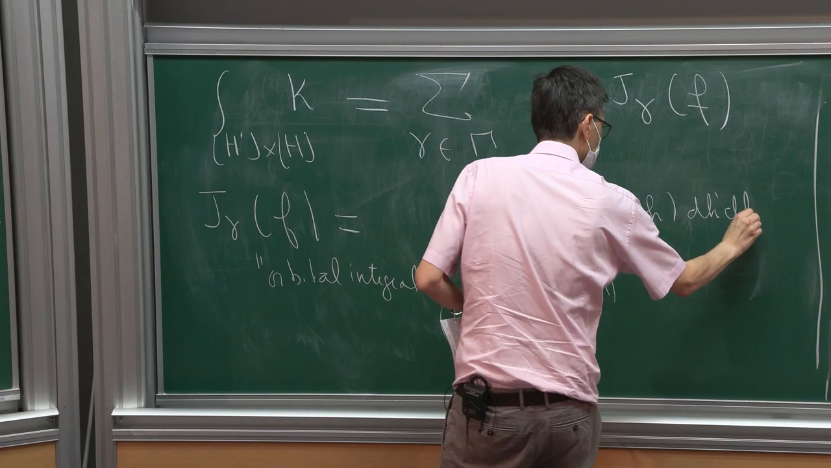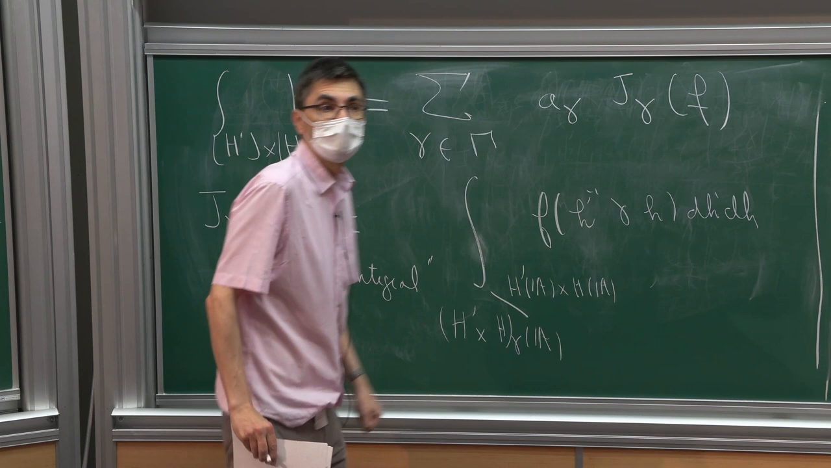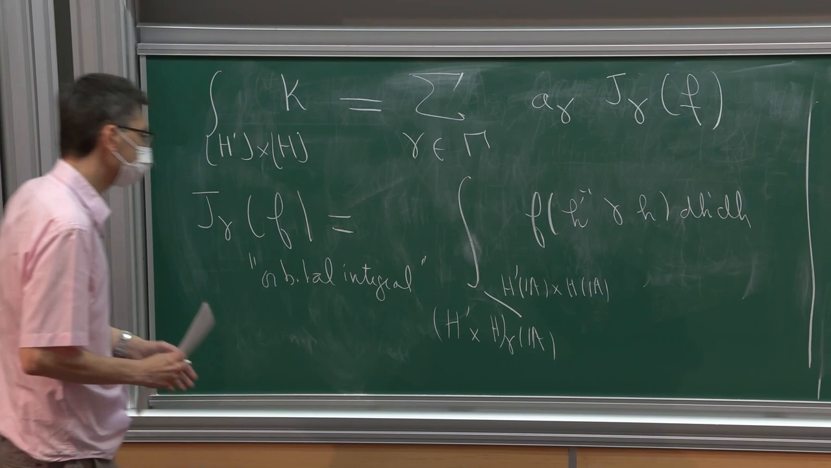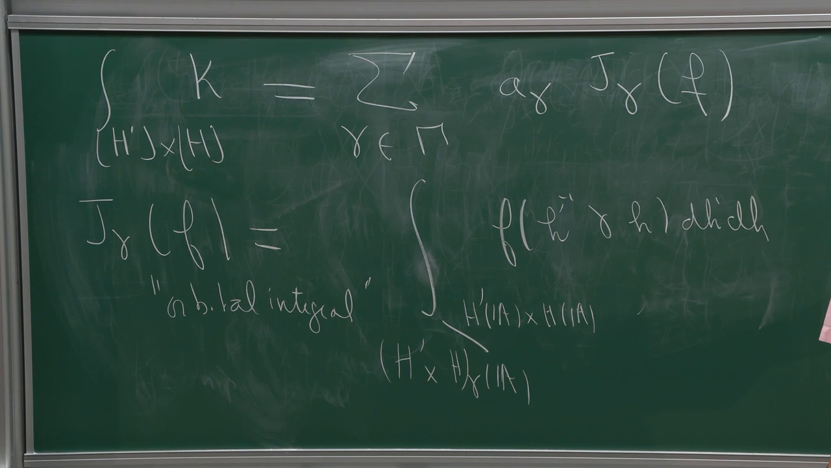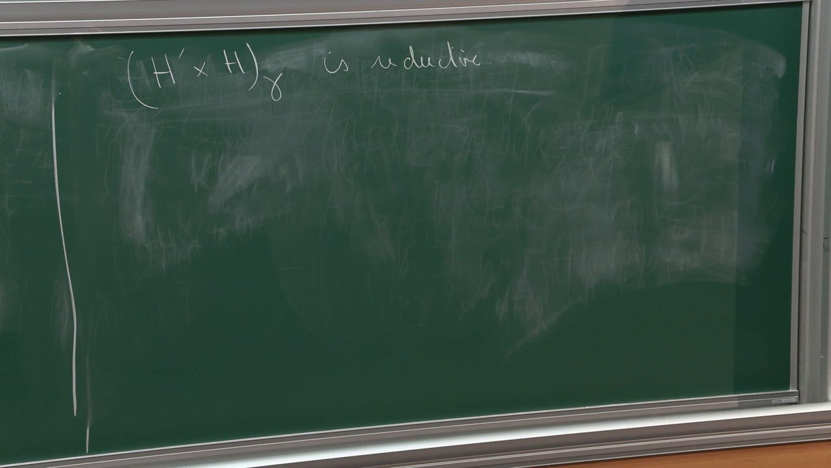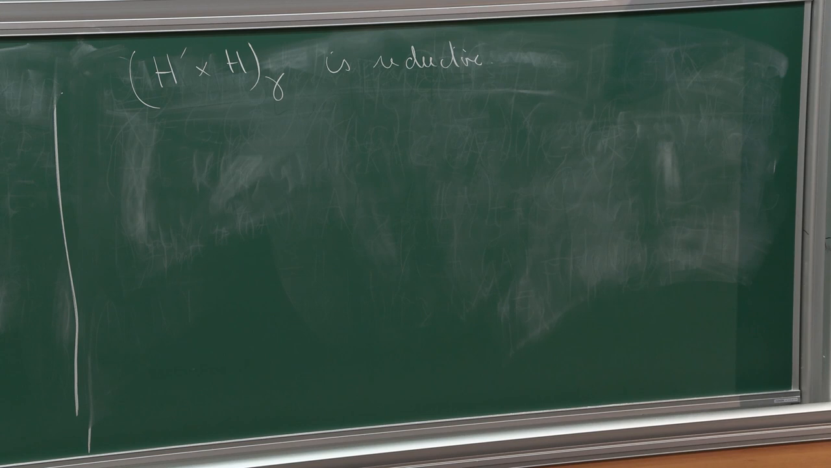Okay, so to do so, here I use the Haar measure that is implicitly inside the definition of the period as a linear form. And here I use another Haar measure. So first let me observe that H prime cross H gamma is in fact reductive. So here it is automatic because H prime cross H is anisotropic because G is anisotropic. So this group is unimodular, so it admits Haar measure. So I choose one to define the orbital integral.